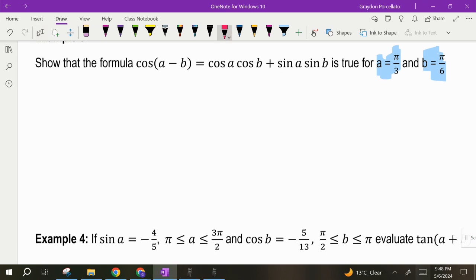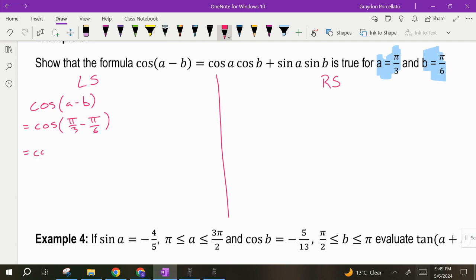So let's focus on my left side, and let's focus on my right side. Now, anytime we're asked to show something is true, we kind of want to break it down and work on left side, right side. Okay, so let's do my left side first. So cos of A minus B. All right, let's sub in what A is and sub in what B is. So that's pi over 3 minus pi over 6. Okay, I want to subtract fractions, so I'm going to get a common denominator. So that's cos of 2 pi over 6 minus pi over 6. Okay, let's subtract those fractions. That's cos of pi over 6.